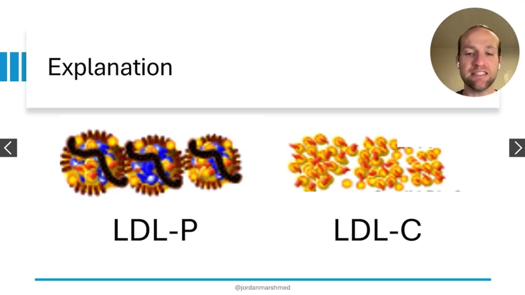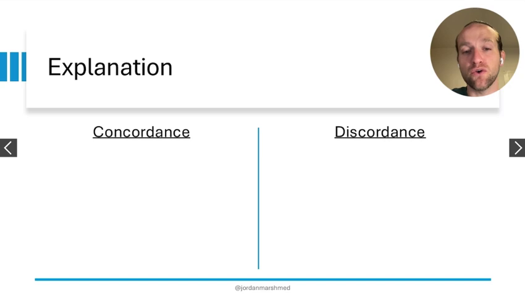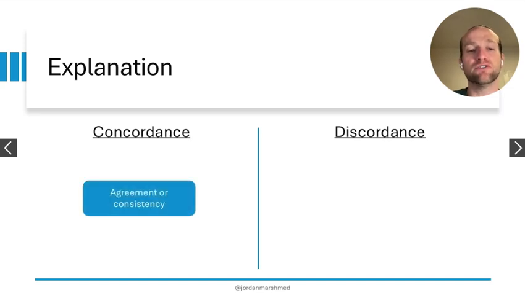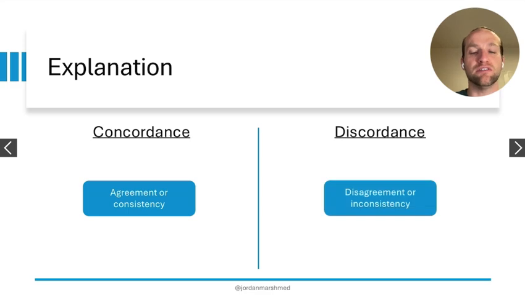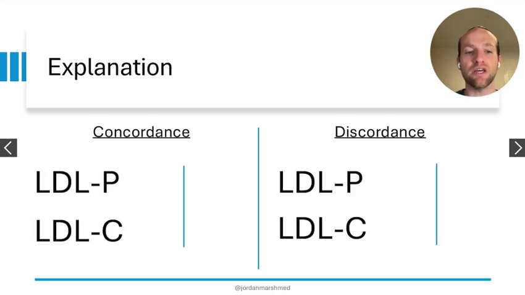And then the next thing that we need to understand, of course, is concordance and discordance, okay? And this is crucial to understand exactly what we're going to get into later, okay? So concordance is just agreement or consistency, and discordance is the opposite, disagreement or inconsistency, okay? And sometimes there is concordance between the number of LDL particles in our blood and the LDL-C, or the LDL cholesterol within our blood. And sometimes there's discordance, okay? So let me show you that here.